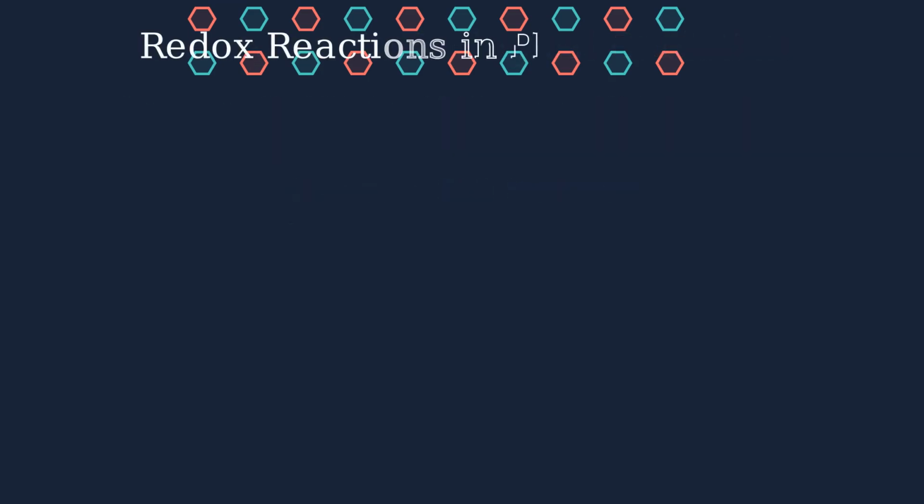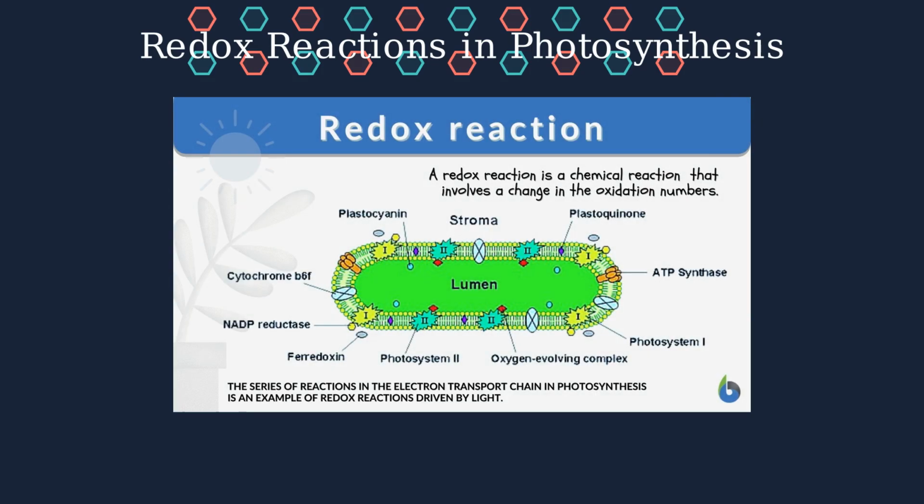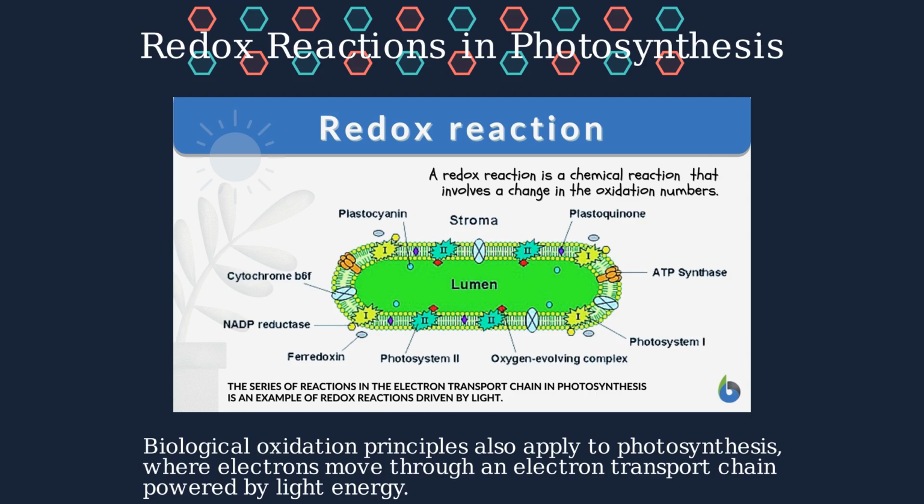The principles of biological oxidation are also evident in photosynthesis, where redox reactions occur in chloroplasts rather than mitochondria. In photosynthesis, light energy powers the movement of electrons through an electron transport chain, ultimately leading to the reduction of carbon dioxide to form glucose.